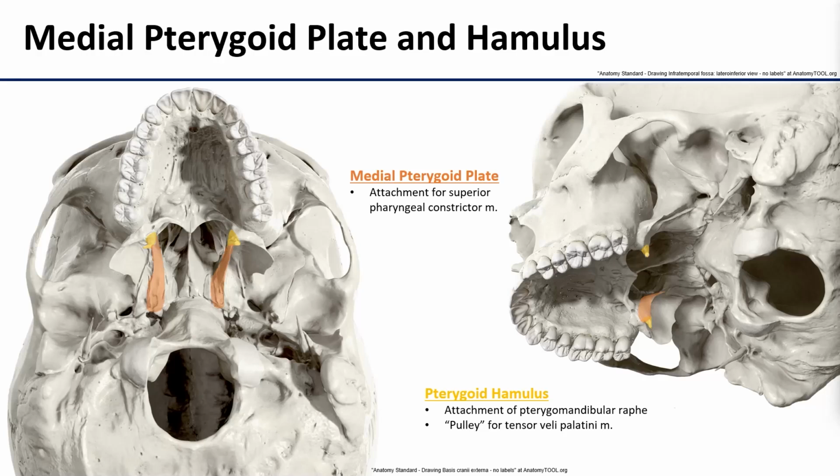So the tensor veli palatini muscle has its origin on the lateral surface of the medial pterygoid plate, which is a neat way of saying its muscle belly hangs out right here in this little gap in between the two pterygoid plates, okay? Its tendon, though, actually wraps around the hamulus and bends up medially to meet up with its counterpart from the other side.